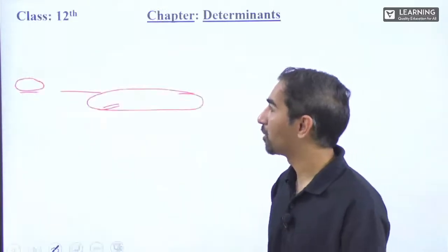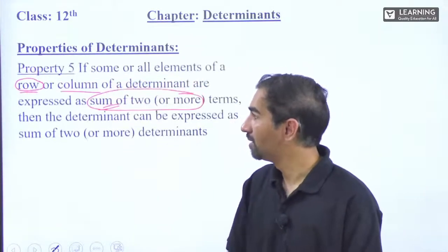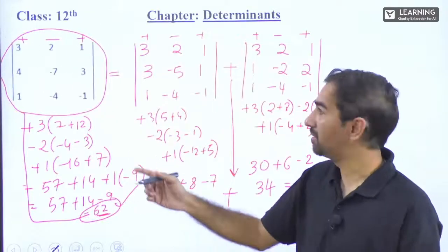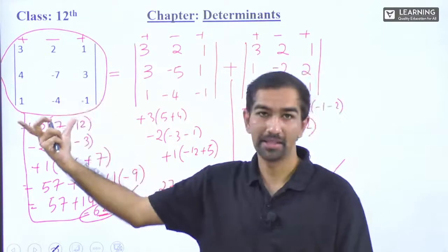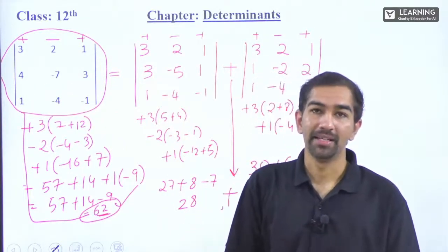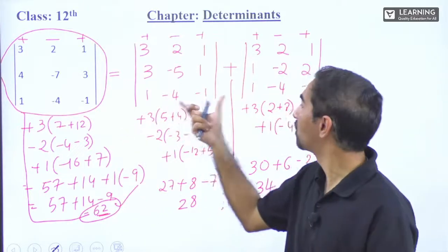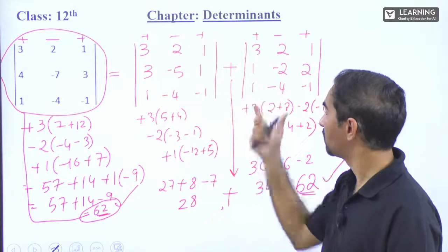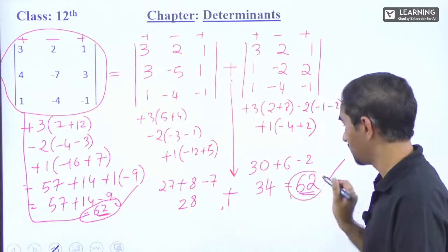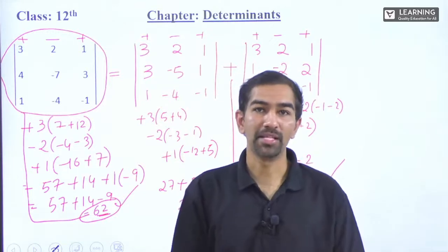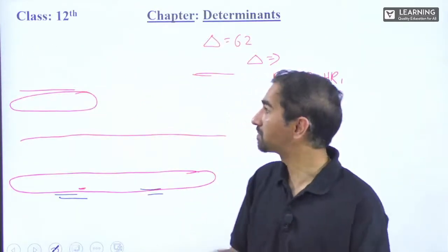Moving on to the next one, property 5. Directly we'll see the example, we'll understand it better. If a determinant is given like this, any row or column, if you express that as a sum of 2 or more elements, then that will be equal to the sum of 2 or more determinants. So for example, the value is 62 here. If you add these both values, you must be getting 62, and we are getting it. So this is property number 5. Moving on to the next one, property number 6.